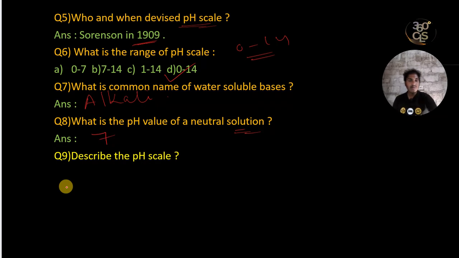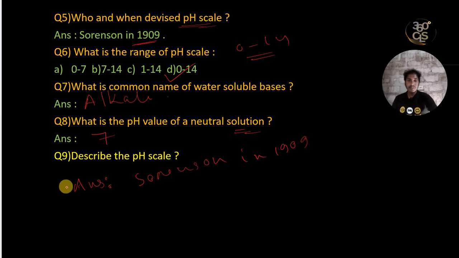Now the next problem is describe the pH scale. The pH scale was devised by Sorensen in 1909, and the pH scale gives us the strength of an acid or base. According to the pH value we can determine the strength of acid or bases.